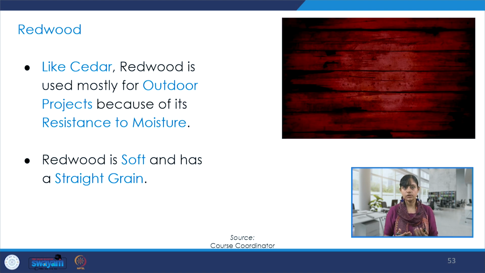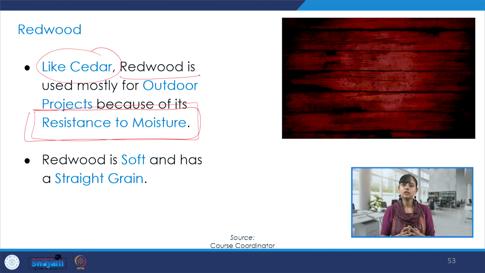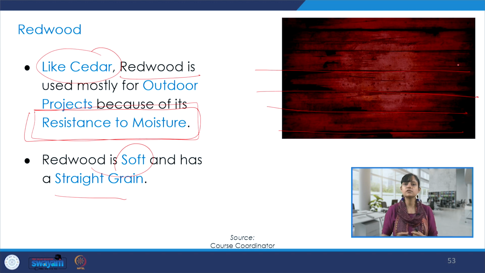Then there is redwood. Just like cedar, redwood is also very commonly used for outdoor projects, again because of its resistance to moisture. It's very important because when we use timber as a material, there is a threat from moisture, from termites, and a lot of issues that one has to take care of on the ground while working with this material on projects. It is soft, it also has a straight grain, as you can see over here, and the color is very, very interesting.